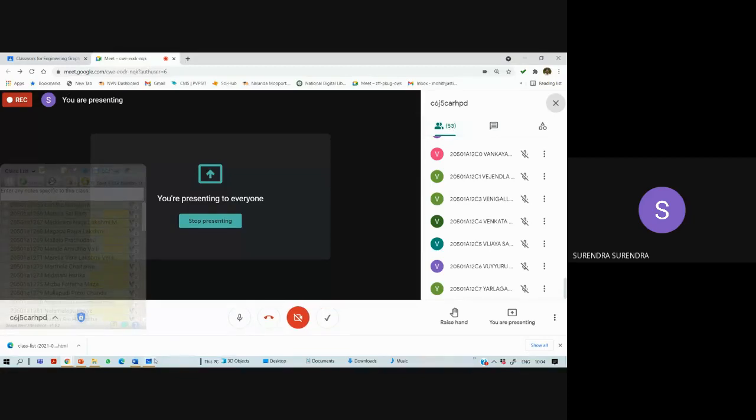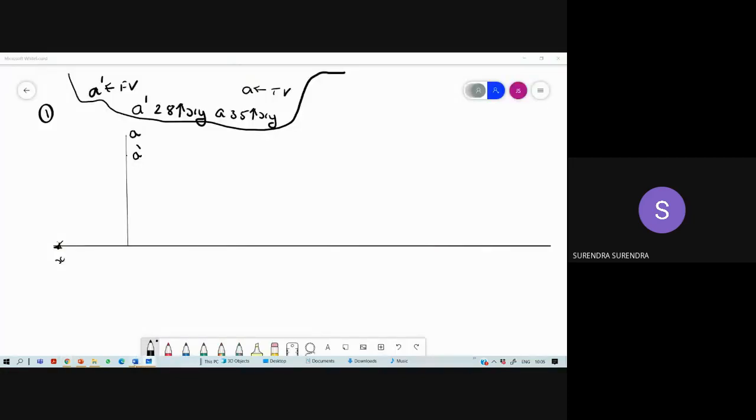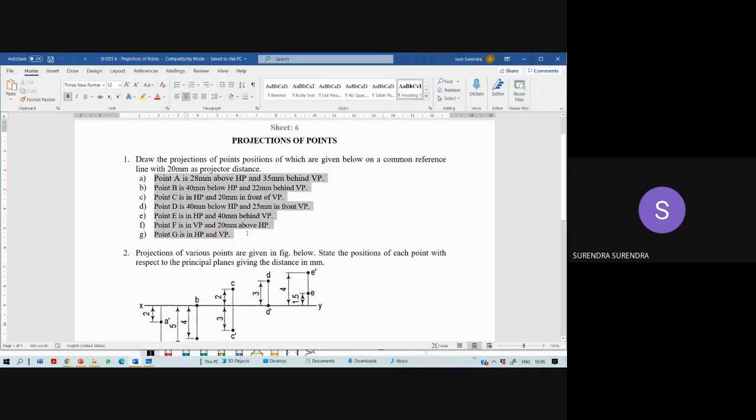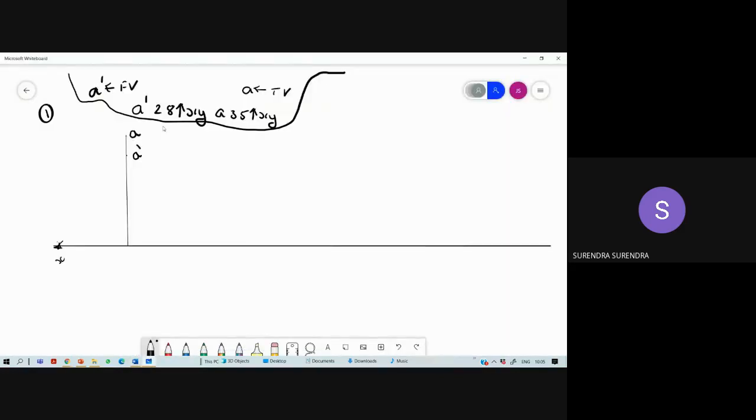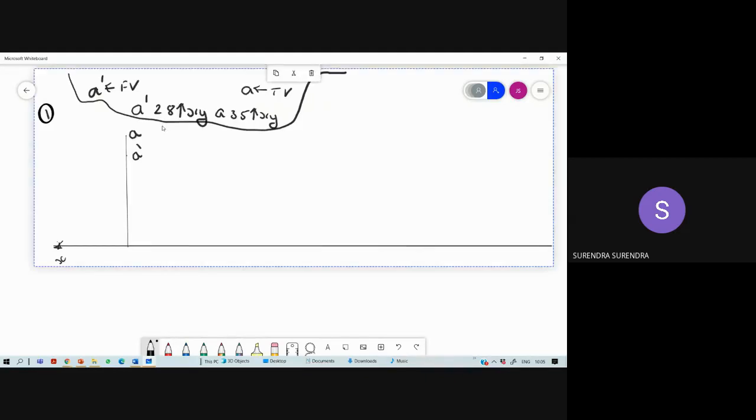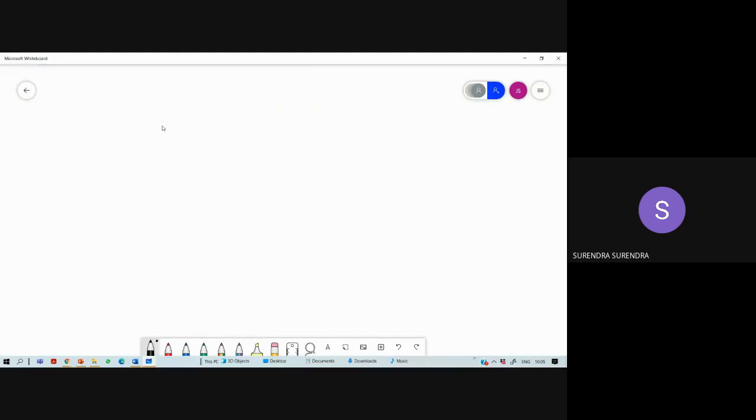So meanwhile, last class, we started solving this problem. First problem, I think we completed, but I'm repeating again. Point A is 28 mm above HP and 35 mm behind VP. So make a practice to write it in the short form. I'm erasing all and rewriting.